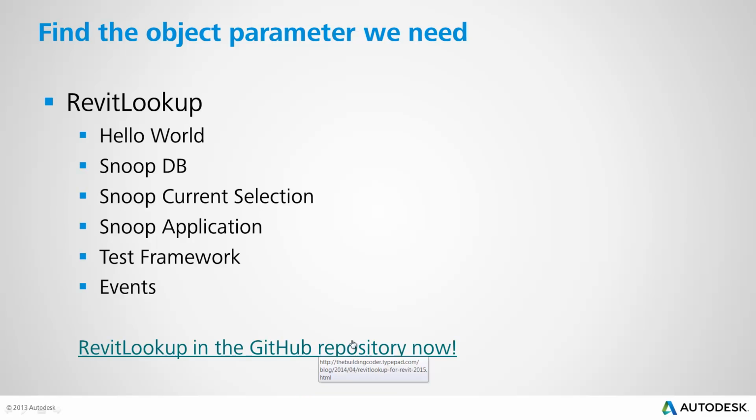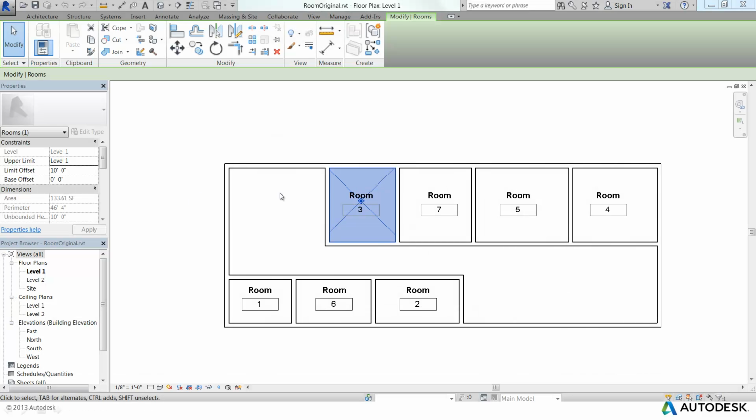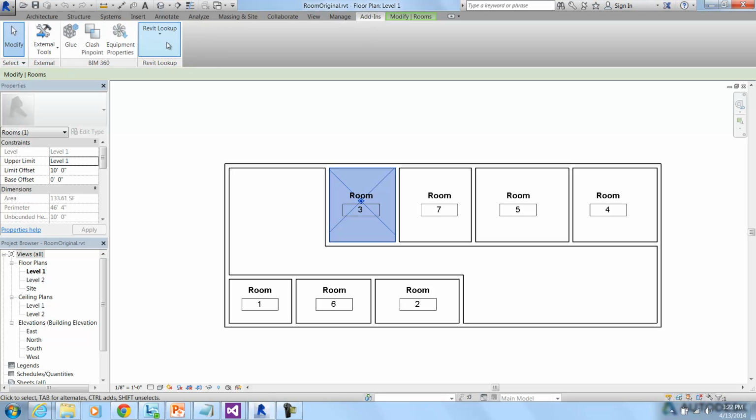So let us go to the Revit instance and see how we can check the parameter. In part 1 of this DevTV series, you should have seen how to use the Revit Lookup tool and what this tool does. In this case, I would like to determine the parameter to change the room number of a room. So I have selected a room, and then I go to the Add-ins tab and use the Revit Lookup panel to determine what the parameter is. For this, I select the Snoop Current Selection option.